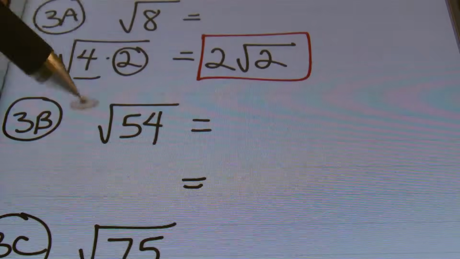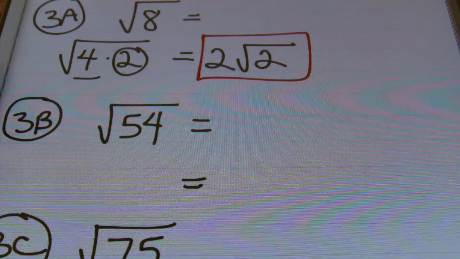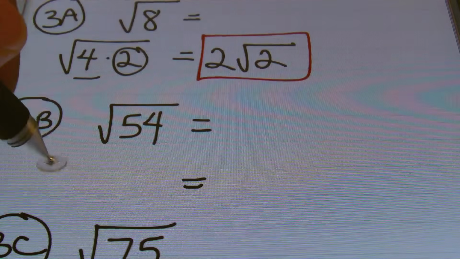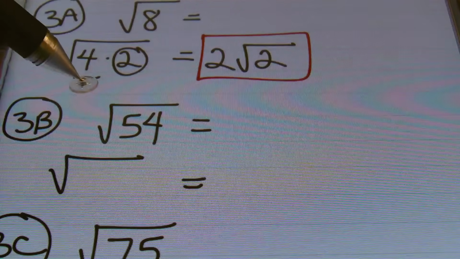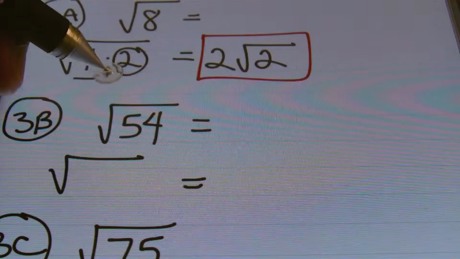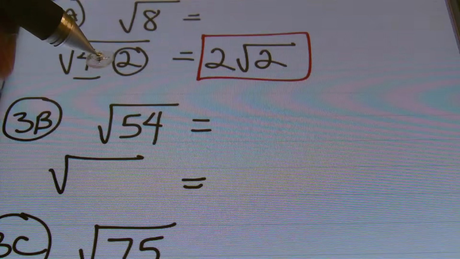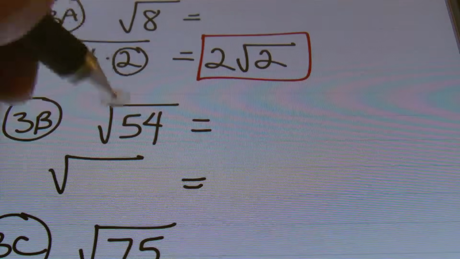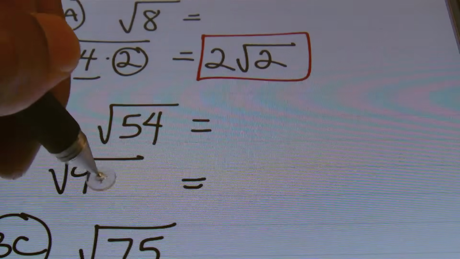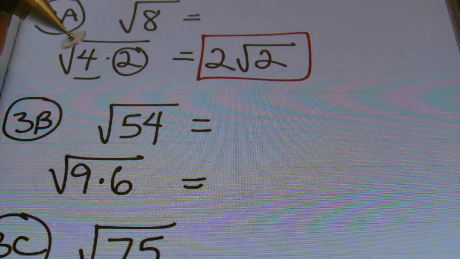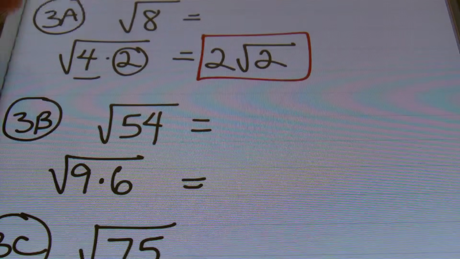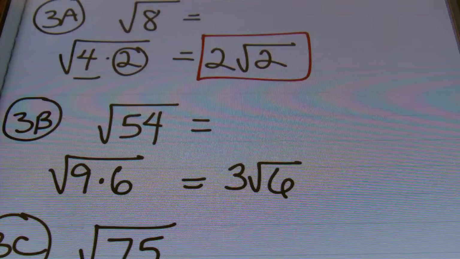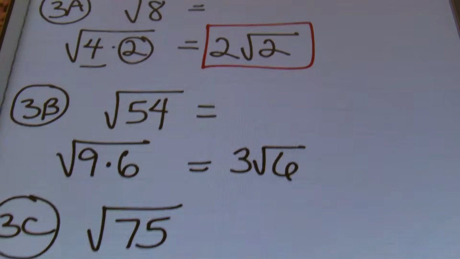3b. I have the square root of 54, and the largest perfect square that'll go evenly into 54, ladies and gentlemen, is 9. That's right, it's 9. So what we're looking for is the largest perfect square within 54. We're looking at all the factors of 54 and looking for the largest factor that happens to be a perfect square. And in this case, it will be 9. So I can expand 54 into the square root of 9 times 6. From there, the square root of 9 is 3. So I'm left with 3 times the square root of 6. That's the answer there. Then, let's keep it moving.